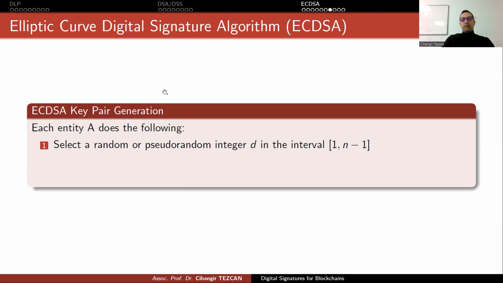Okay. Now we created the domain parameters. Now let's move on to key pair generation. Each entity A does the following. You can think of each entity A as any Ethereum or Bitcoin user. You select a random or pseudo-random integer D in the interval 1 to n-1.